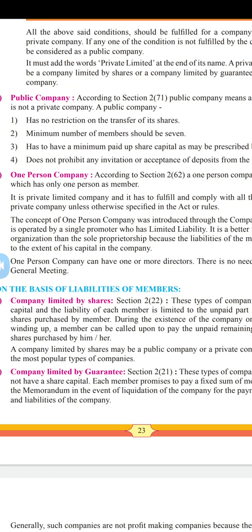These companies can either be a public company or a private company. These types of companies have a share capital and the liability of each member is limited to the unpaid part of the face value of shares purchased by the member. That means a shareholder can be asked to pay only the unpaid remaining amount on the shares purchased by him.